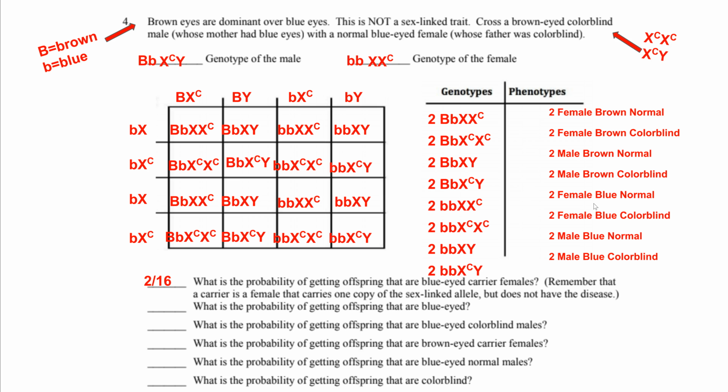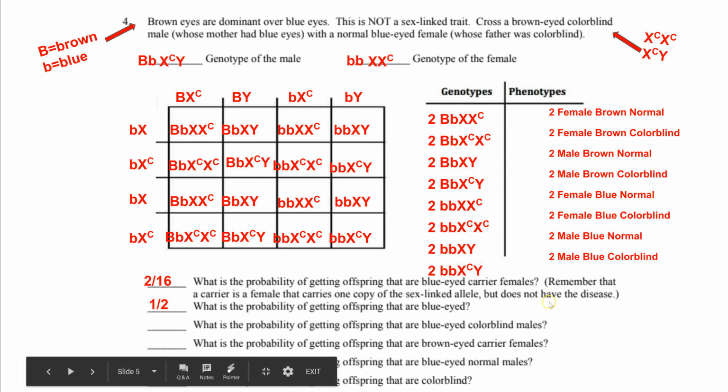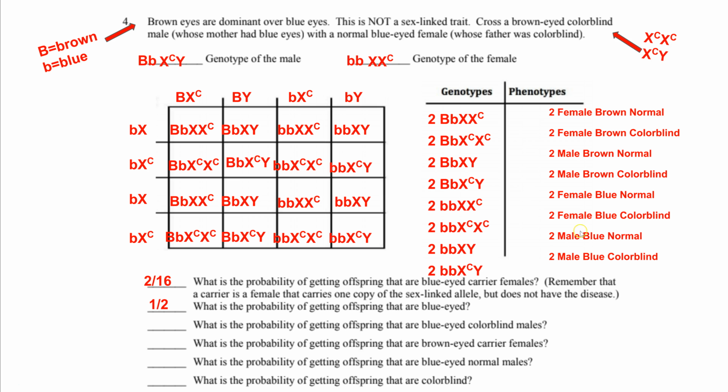What's the probability of getting offspring that are blue-eyed? Well, look, all of these are blue. So 2, 4, 6, 8. 8 out of 16, which is 1/2. You could put 8 out of 16. What's the probability of getting offspring that are blue-eyed, colorblind males? So here's my males that are blue-eyed, colorblind. So there's 2 of them. So 2 out of 16.